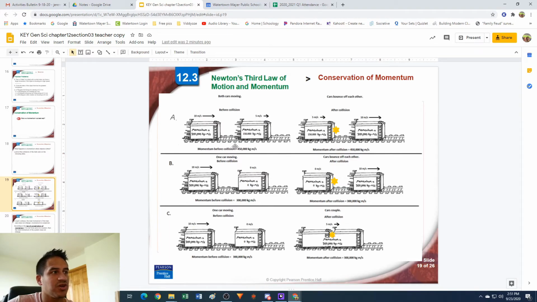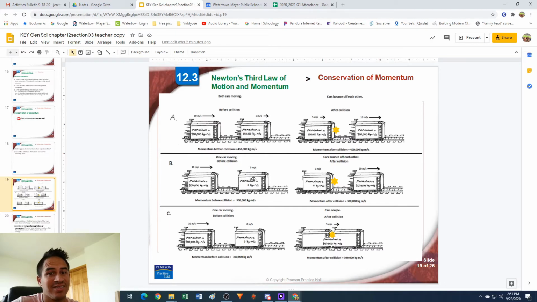so its momentum is only 150,000. Before the collision occurred, the total momentum of both of these objects combined was 450,000. And after the collision, the total momentum of both these objects combined is 450,000. So the total amount of momentum before and after the collision is still the same. It just got transferred from one object to another.